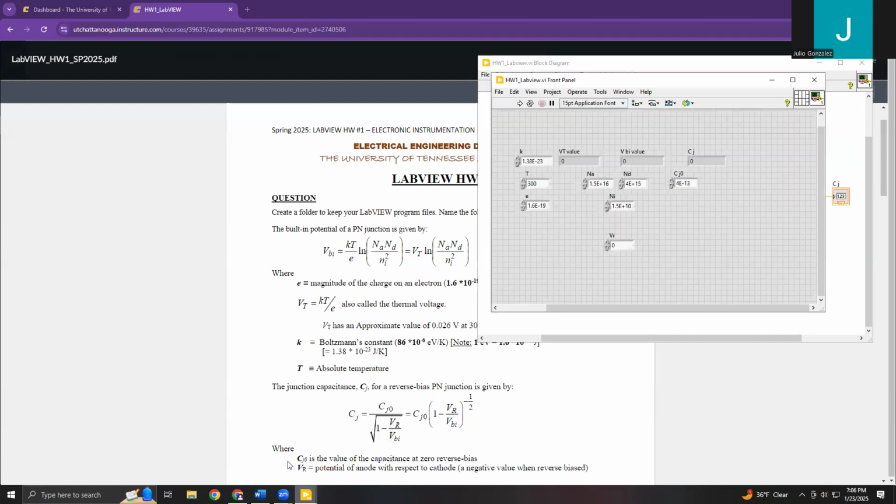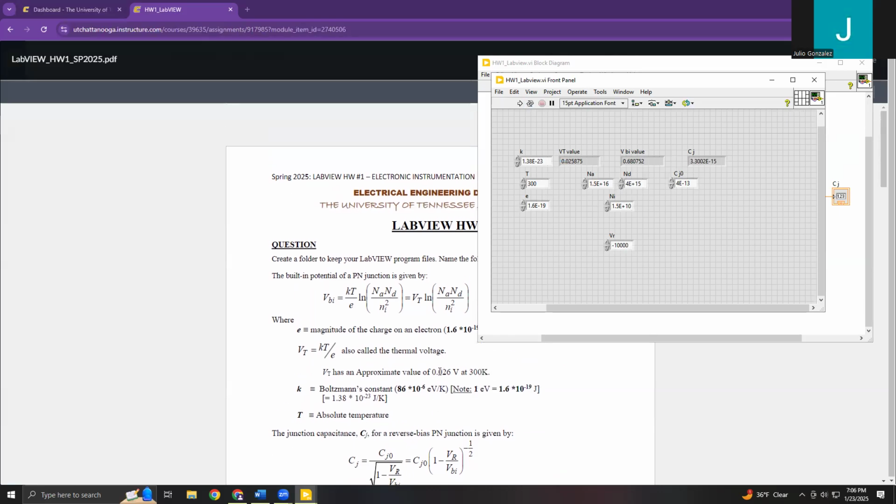We can go through some values really quickly. It has to be a negative value essentially, so we can do negative 10,000. That should give us a value here. It's approximately that, and it will change if you have a different absolute value.